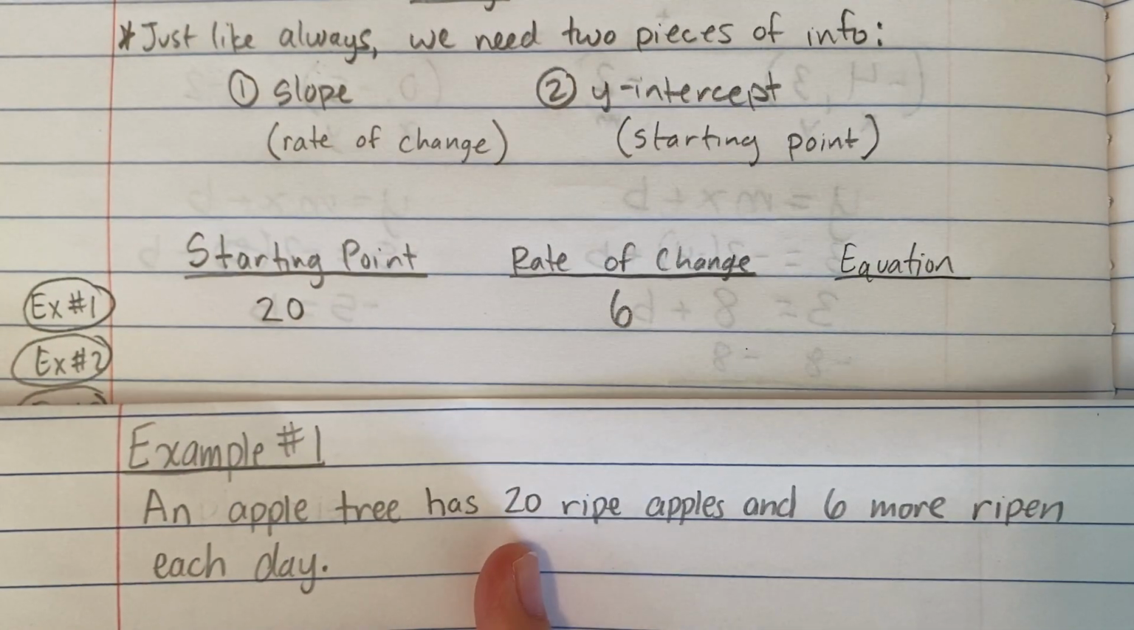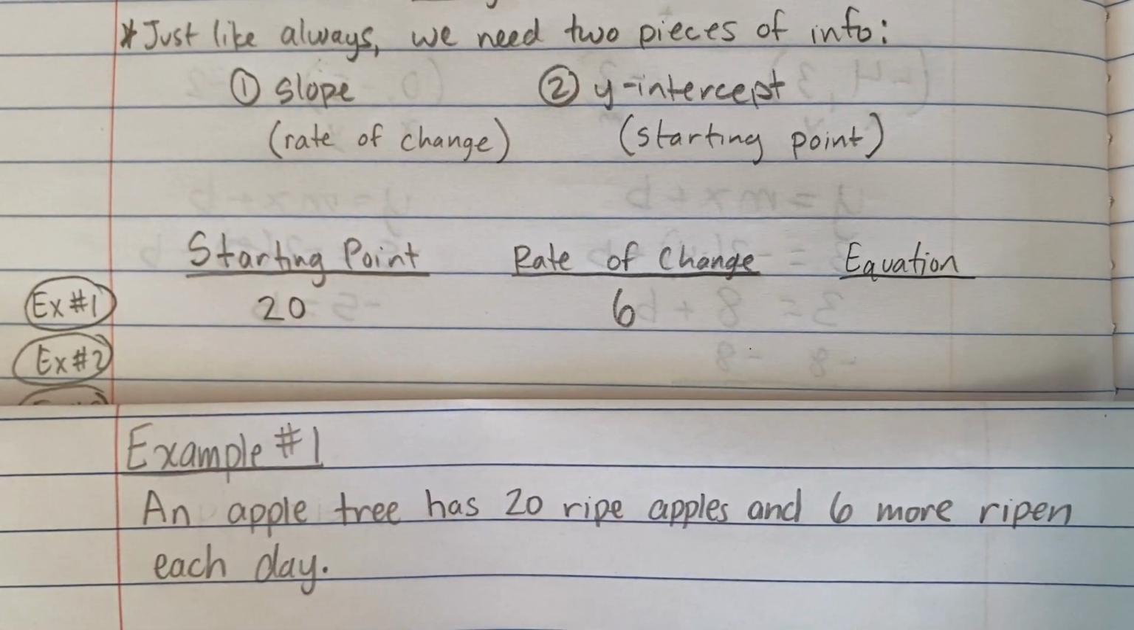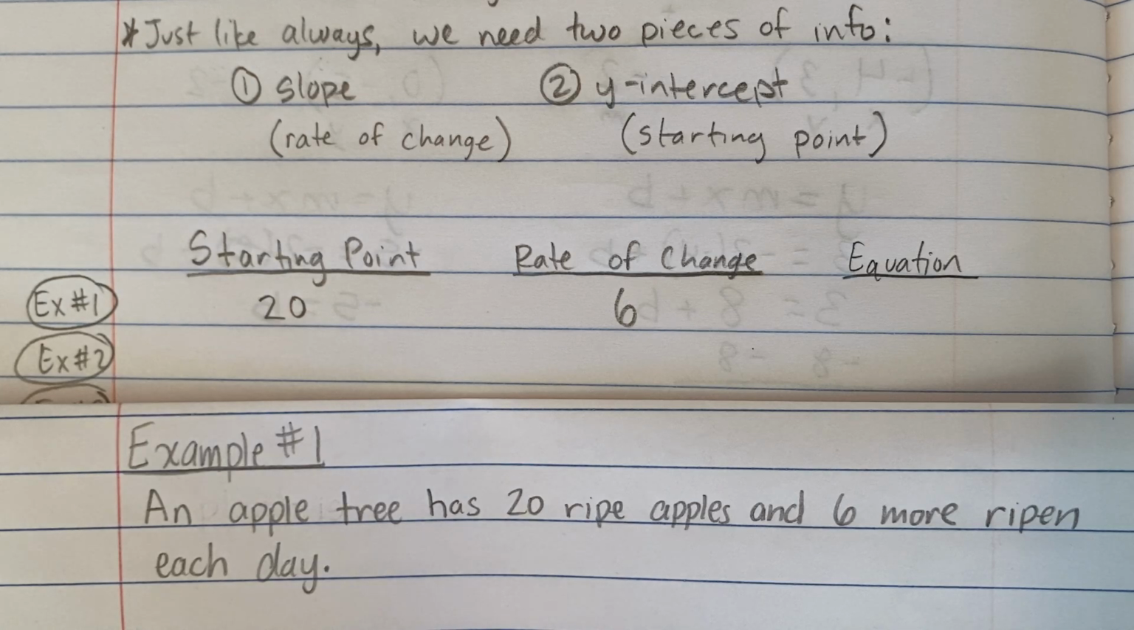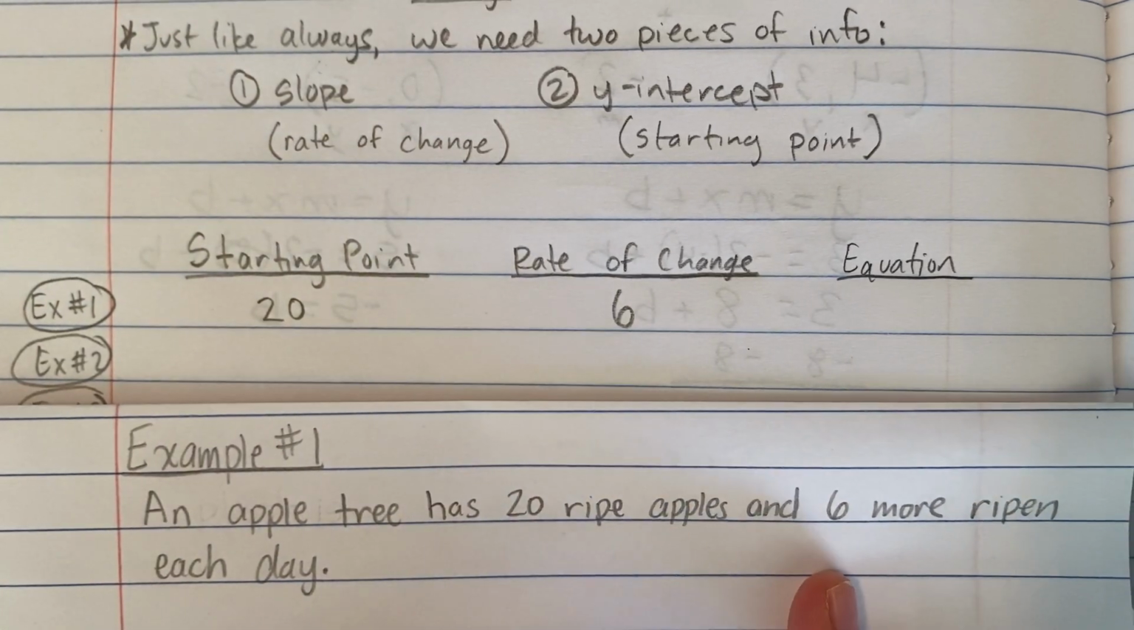Now let's say I said, 6 are picked each day. Well, that would be negative 6, right? Or let's say 1 more ripens each day. Well, that would be positive 1, right? So it just depends on what we're given in the problem.